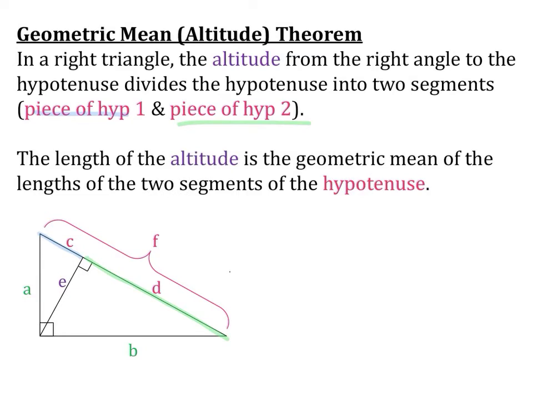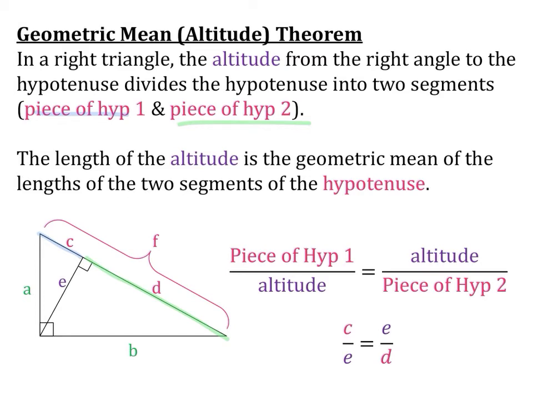And here's what we know about these pieces. The length of the altitude is the geometric mean of the lengths of the two segments of the hypotenuse. So here's how your proportion would look: piece of hypotenuse 1, in other words C, divided by your altitude, in this case E, is equal to the altitude, which is E, divided by piece of hypotenuse 2. So the two segments that the altitude divides the hypotenuse into are the extremes, and the altitude is our means.